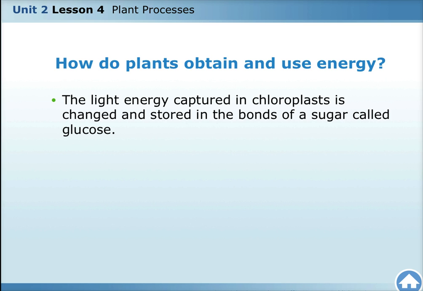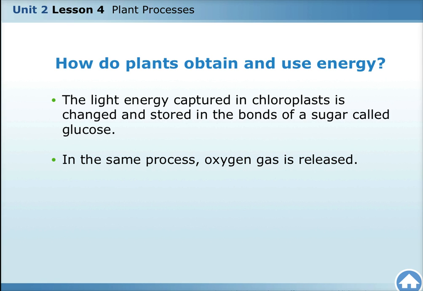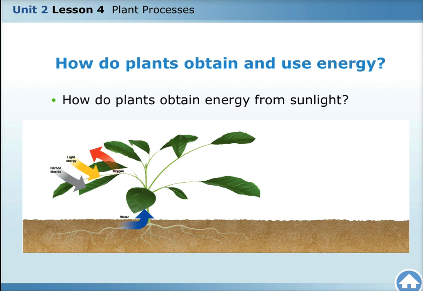The light energy captured in chloroplasts is changed and stored in the bonds of a sugar called glucose. In the same process, oxygen gas is released into the atmosphere. That helps us breathe. So here we have a plant absorbing carbon dioxide from the atmosphere, which we exhale along with other animals, light energy from the sun, and water from the environment. Through a process called photosynthesis, it's able to make glucose, which it stores, and oxygen, which it releases.